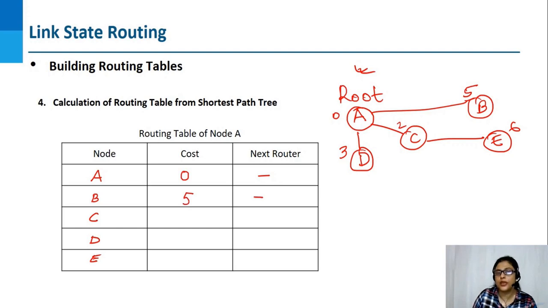If it wants to go to B, the cost will be 5 and the next router will be itself. If it wants to go to C, the cost will be 2 and the next router will be itself. If it wants to go to D, the cost is 3 and the next router is itself. If it wants to go to E, the cost will be 6 and the next router will be C.